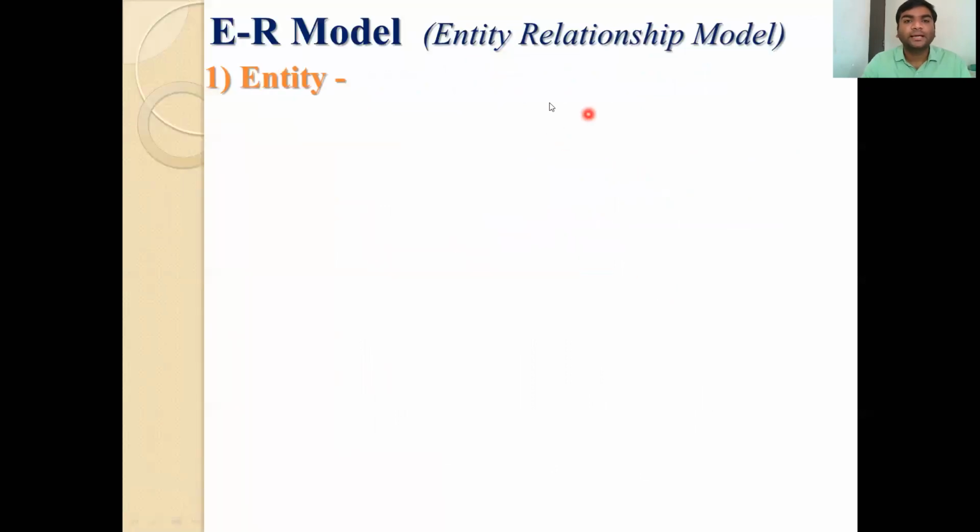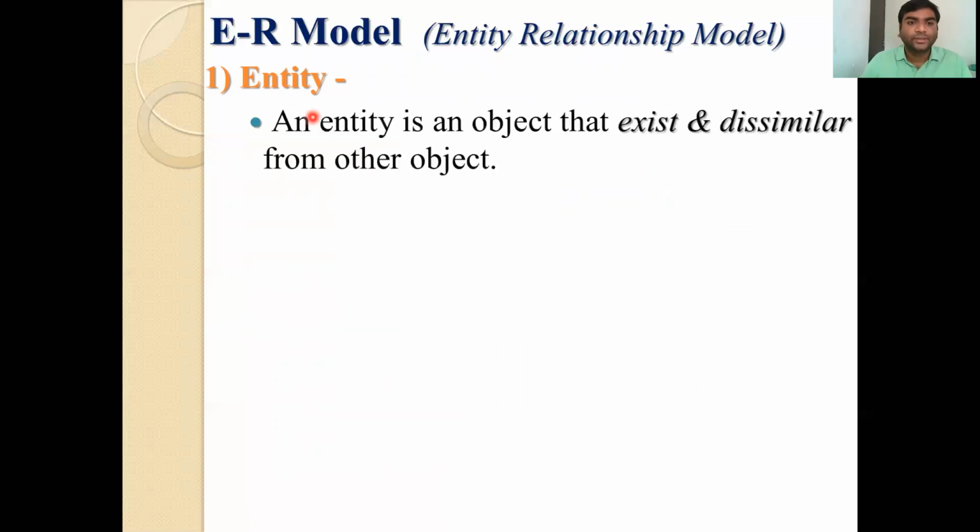The first component of an ER model is an entity. Okay. So an entity is an object that exists and is dissimilar from other objects. So what is an entity? An entity is an object that exists, because the entity relationship model is based on the perception of the real world. So it exists and it can be dissimilar from other objects. So that is the entity.